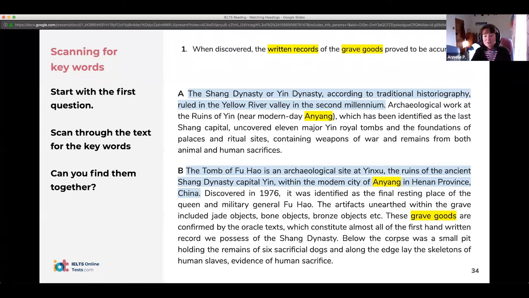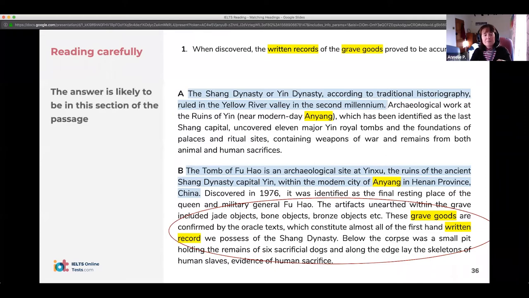Mm-hmm. Yeah. Okay. So we've got oracle texts. Very good. Yeah. So we've got something written. Okay. Oh, and we've also got records. So we've got the same thing there. So we know we're in the right area there. Okay. So remember, you've got to find where the specific area is. You don't want to look for words that are going to just come up repeatedly through the passage. That's not going to help you at all. You've got to make sure that you're in the right area.